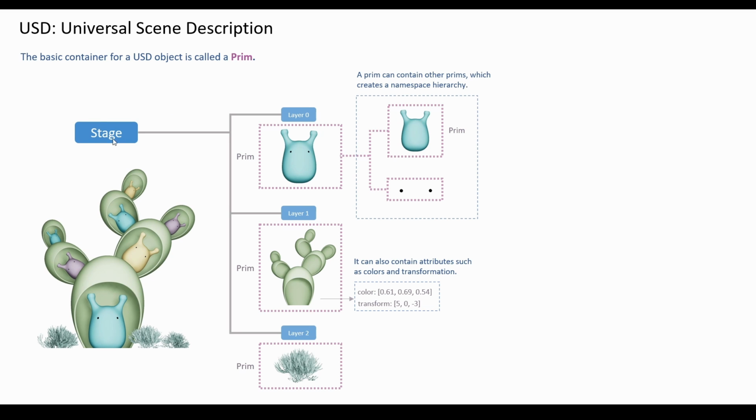So you can see here that we've got our stage and our layer 0. This is a prim. Okay, so the base level of USD is a prim. Inside that prim, so this is a primitive, prim for primitive, that sits in layer 0. It can contain other primitives, which create a hierarchy, a namespace hierarchy. So this primitive contains the body and the eyes. It can also contain attributes such as colors and transformation. So you're getting colors there and transforms there.